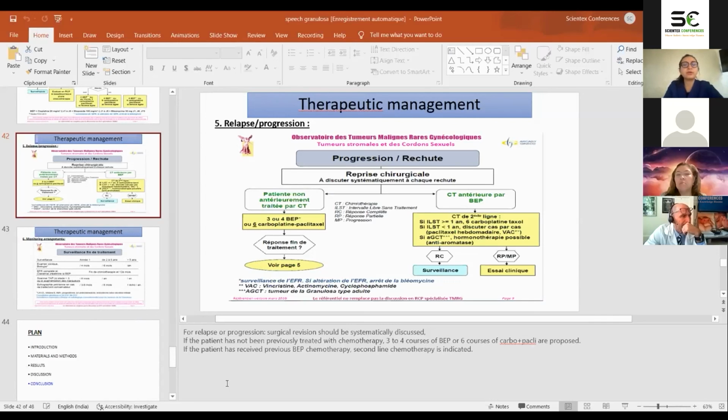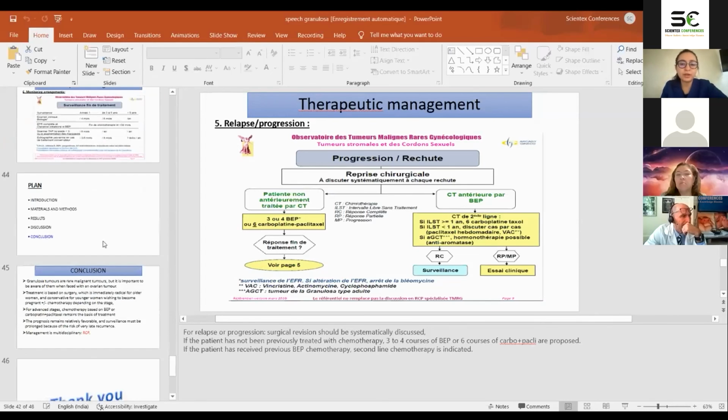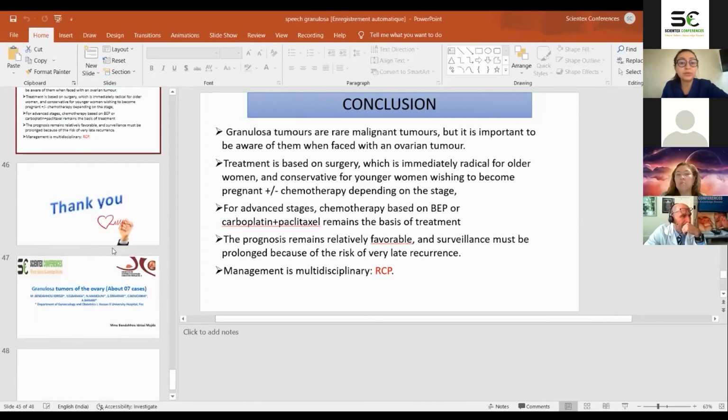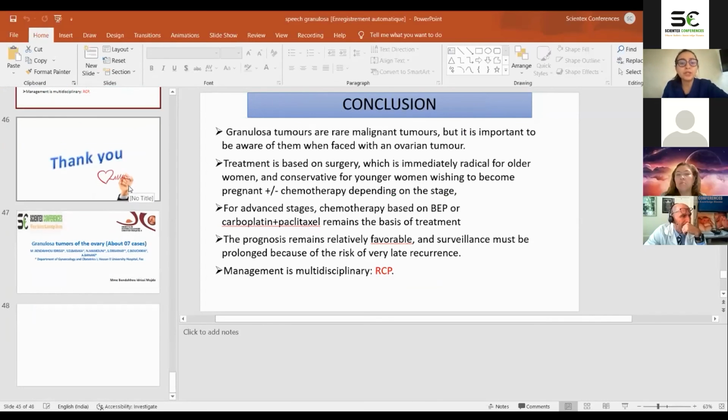To conclude, granulosa tumors are rare malignant tumors, but it's important to be aware of them when faced with an ovarian tumor. Treatment is based on surgery, which is immediately radical for older women and conservative for younger women wishing to become pregnant, and chemotherapy depending on the stage. For advanced stages, chemotherapy based on BEP or carboplatin paclitaxel remains the basis of treatment. The prognosis remains relatively favorable and surveillance must be prolonged because of the risk of very late recurrence. Management is multidisciplinary. Thank you.